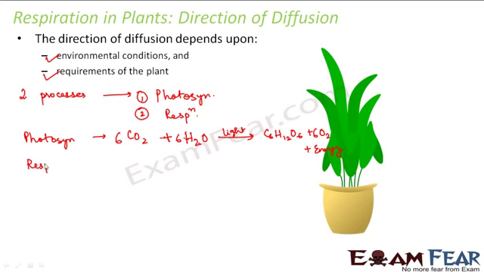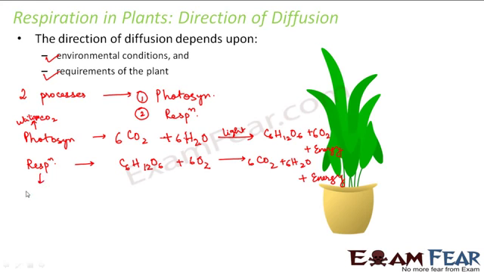And what happens in respiration? In respiration, glucose is broken down, or glucose is oxidized to give carbon dioxide plus water plus energy. Right? So what do we see? In photosynthesis, this process utilizes carbon dioxide. So this process needs carbon dioxide, whereas this process, that is respiration, needs oxygen, right?